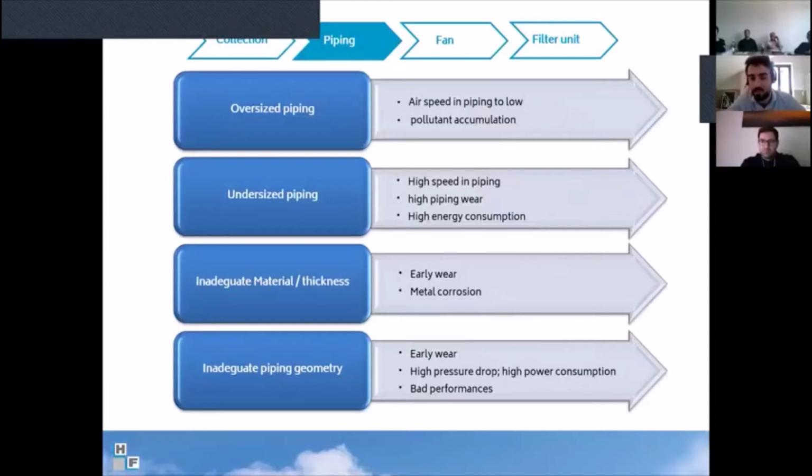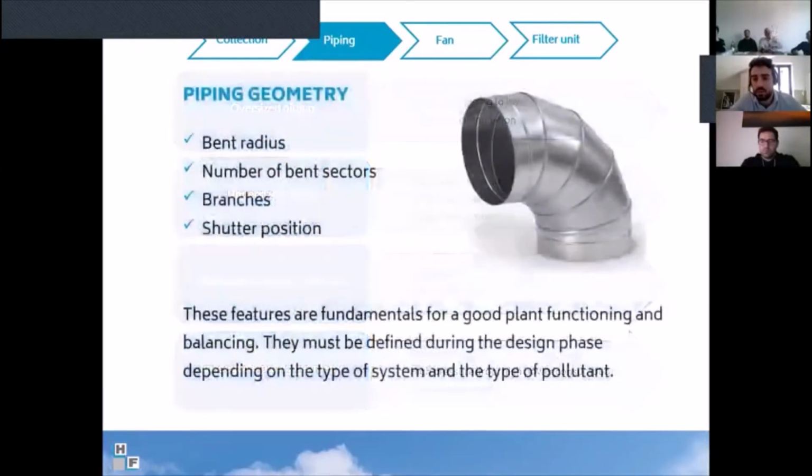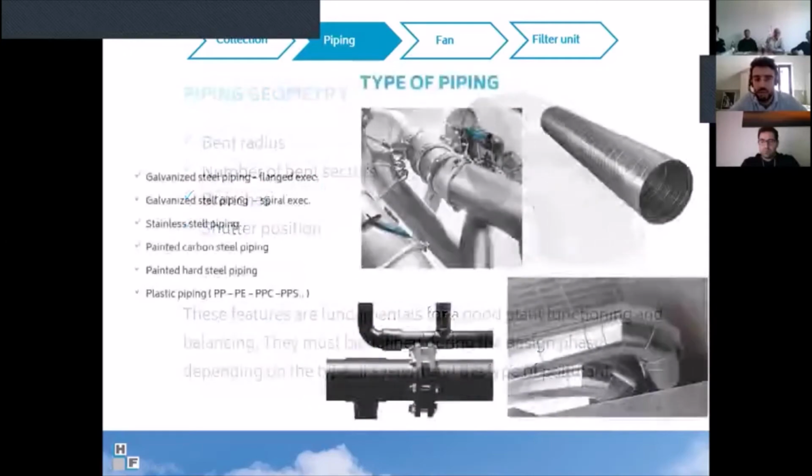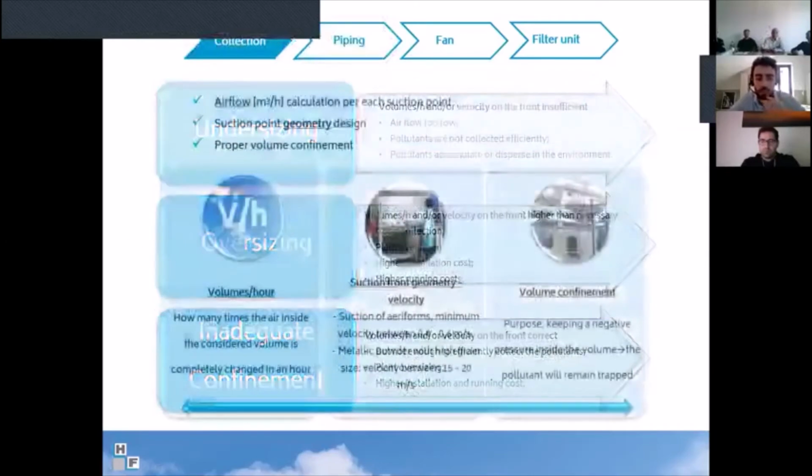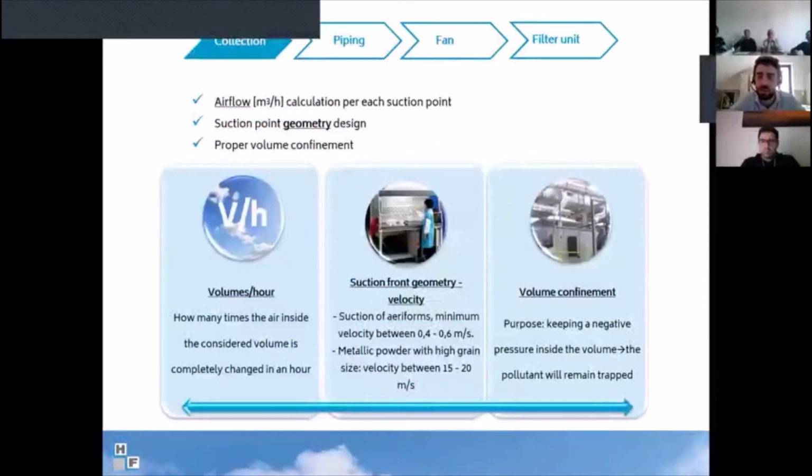Okay, thank you. If we are done with the questions, can you please go back to the capture, just to the very beginning? Absolutely. Okay, this one? Yeah. Metallic powder with high grain size, velocity between 15 and 20 meters per second. Do you mean 15 to 20 meters per second at the square surface? No.